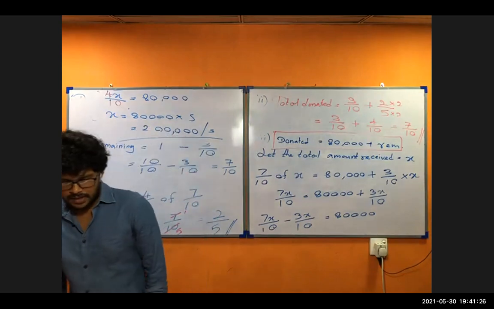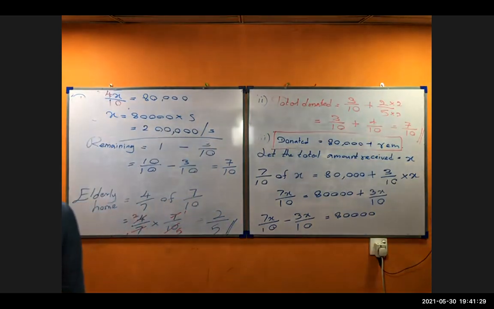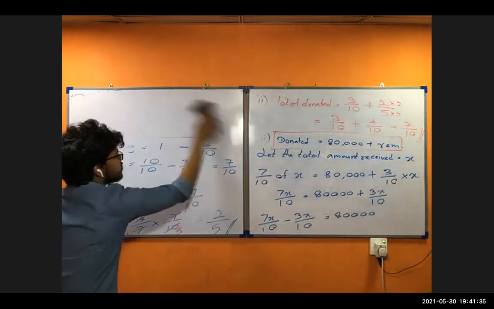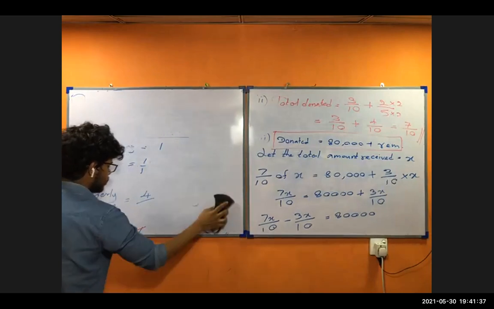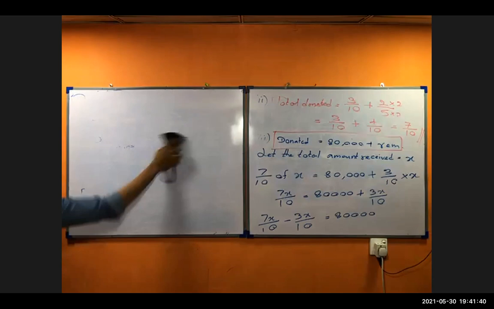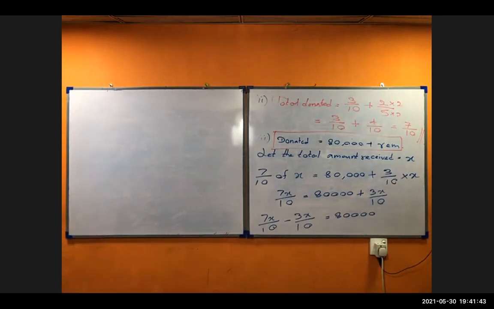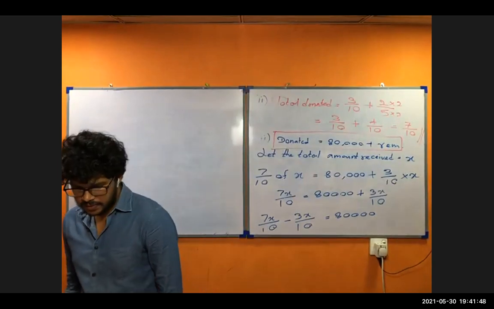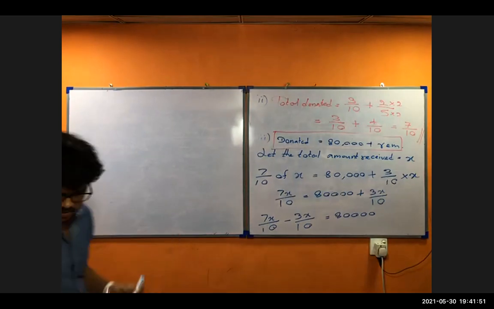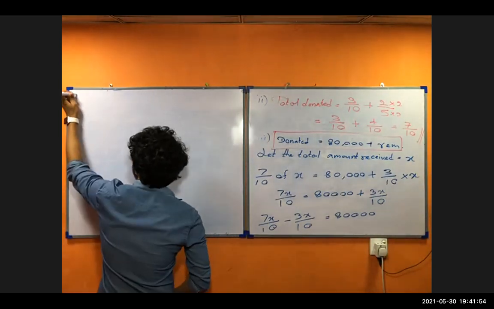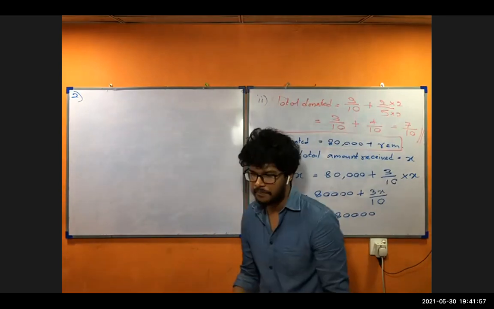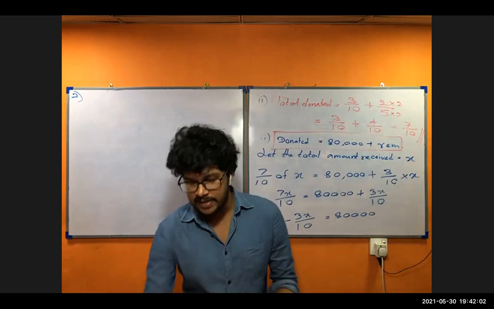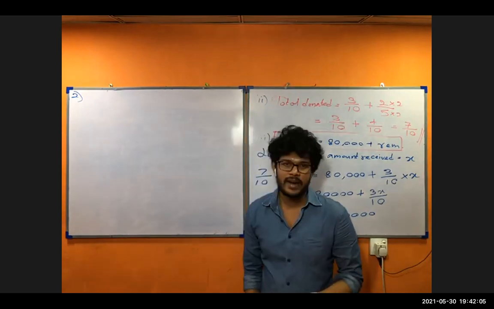So Peter had a small library. Let me erase it. So Peter had a small library. 1/6 of the books in the library were children's books. Okay, so write down the data. Make it a practice. No matter whether it's an easy question or a difficult question, the first step should be writing the data. If you write the data, you don't have to read the question again and again. It is already readily available.